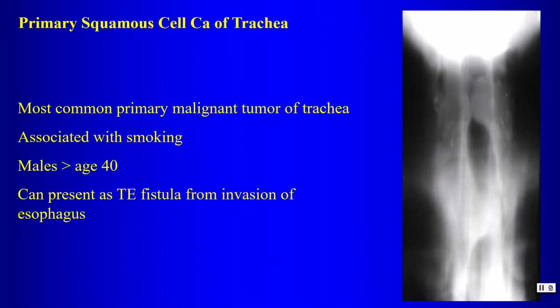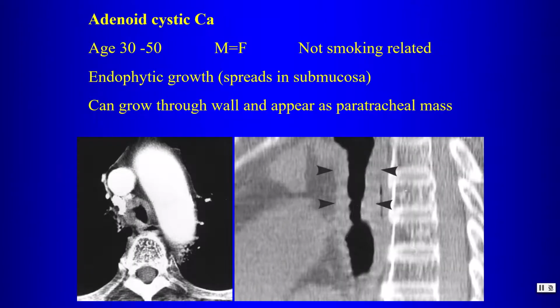So squamous cell cancer is the most common primary malignant tumor of the trachea. It's associated with smoking, can present as tracheoesophageal fistula. Adenoid cystic cancer, this is the second most common neoplasm of the trachea. This is not smoking related. This tends to spread submucosally, as you see here, and it can give you this very irregular thickening of the trachea.